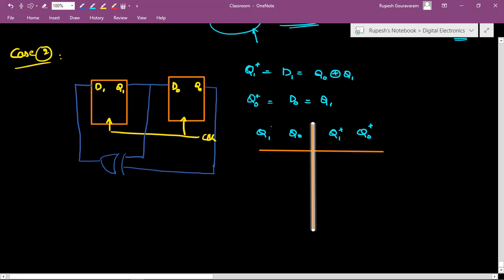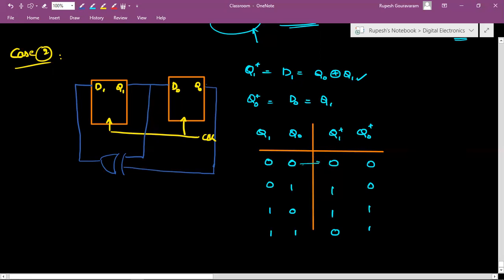If I take like this, then what are the four possible cases? 0, 0, 0, 1, 1, 0, and 1, 1. If it is 0, 0, then look at Q1 plus and Q0 plus. Q0 plus is the same as Q1. So I will repeat 0, 0, 1, 1 here. And Q1 plus, if you see this equation, is Q0 XOR with Q1. So 0 XOR 0 is 0, and 1 XOR 1 is 0. Remaining two cases, it is 1, 1.